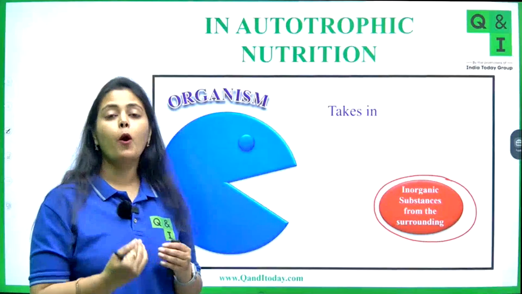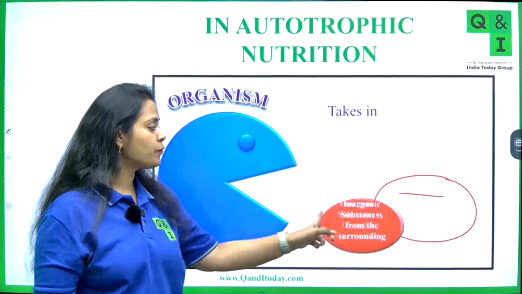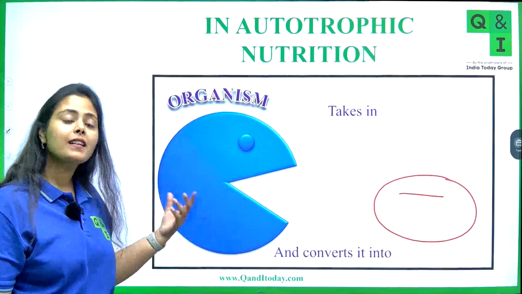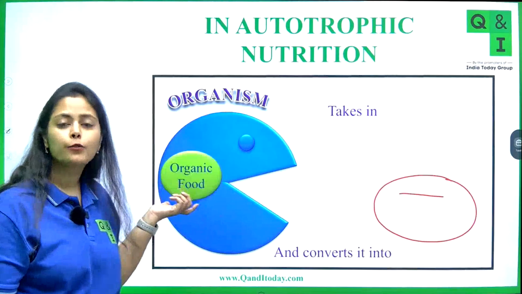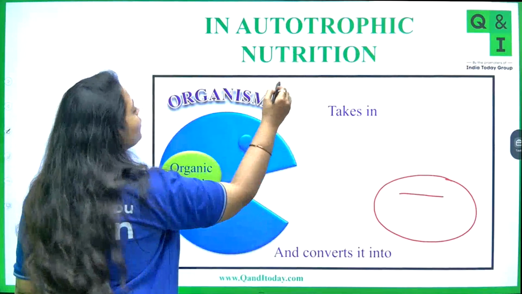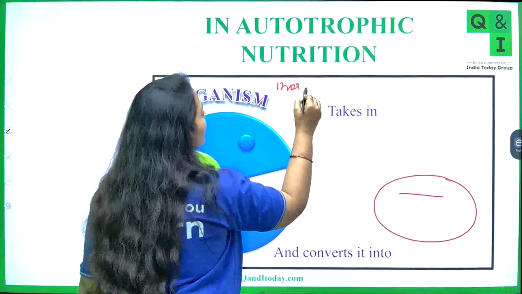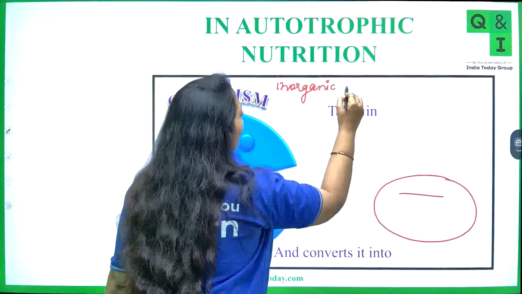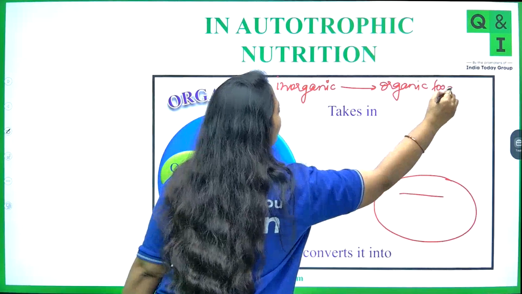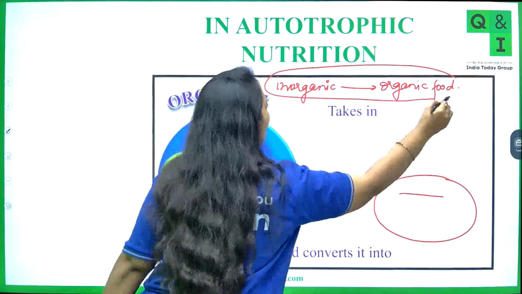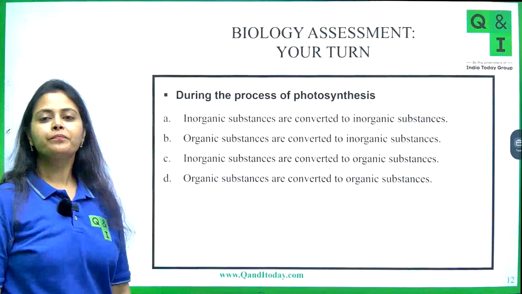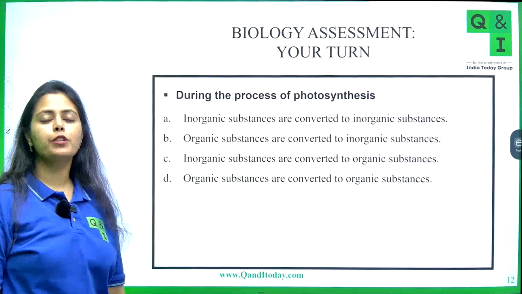So the organism is taking inorganic substances from the surrounding, and eventually these inorganic substances are converted into organic food. Okay, so from here we have understood that during the autotrophic mode of nutrition, inorganic substances are converted into organic food. First of all, we have learned this from this particular slide. Okay, now solve this question. Based on this, let's quickly solve this question.